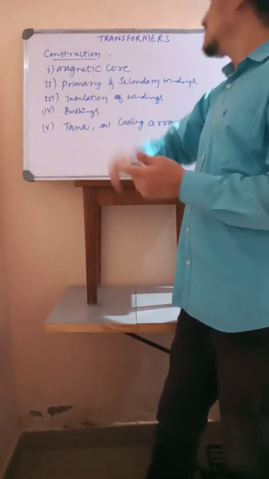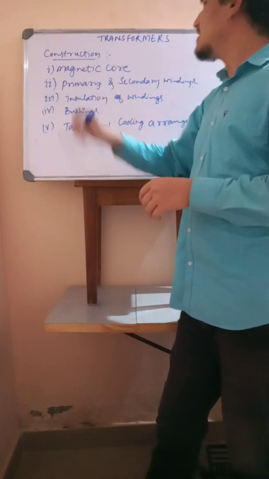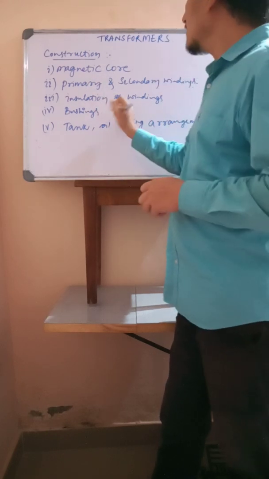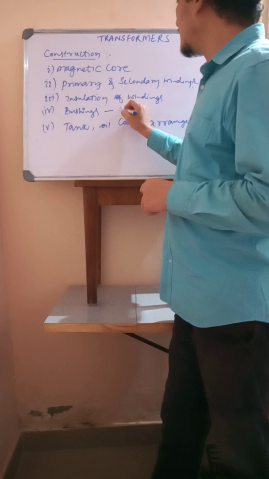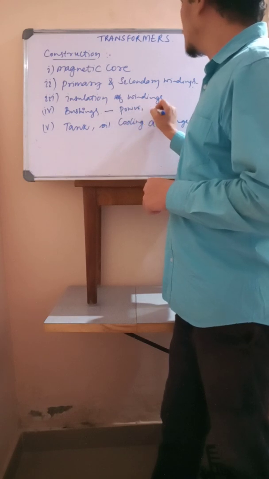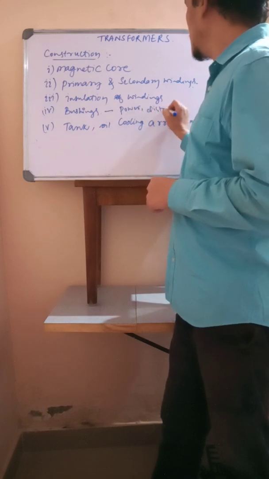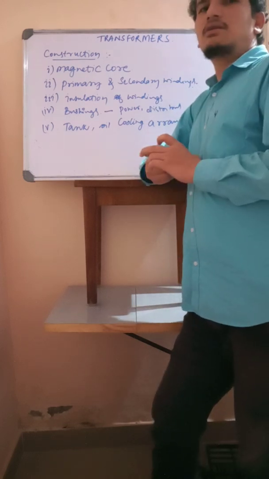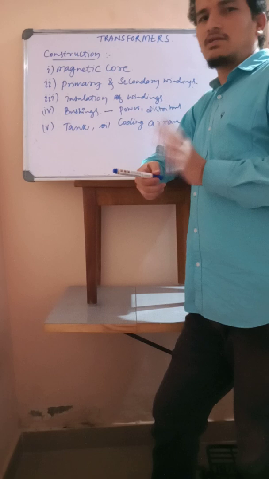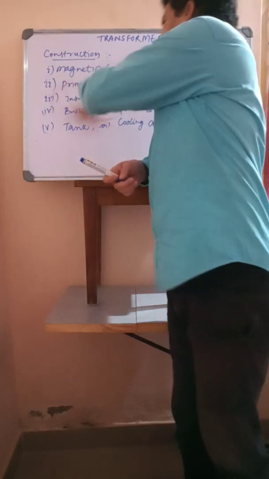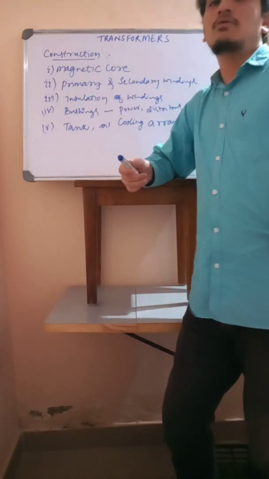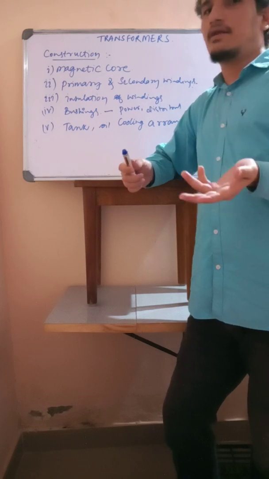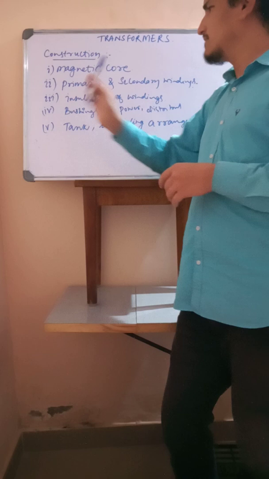For that we need insulations of the windings. What are these bushings? These bushings come into the picture only in power transformers and distribution transformers, not in small capacity transformers which we use for electronic devices. This is only in big transformers which are rated above 20 kV, 50 kVA, 100 kVA, like that. For that we will use the bushings.